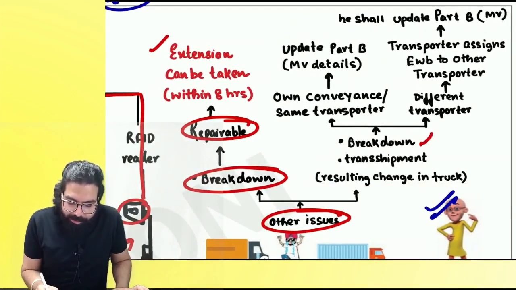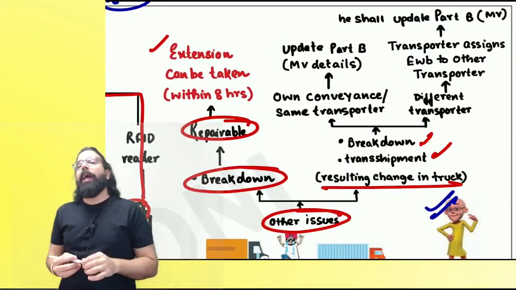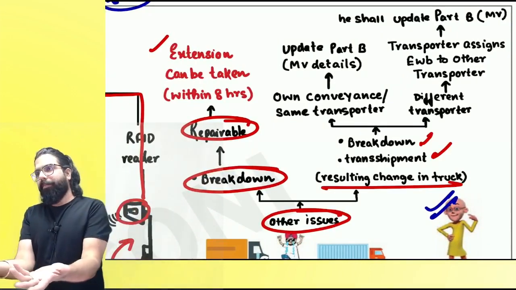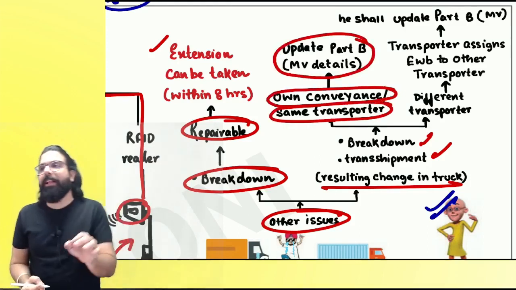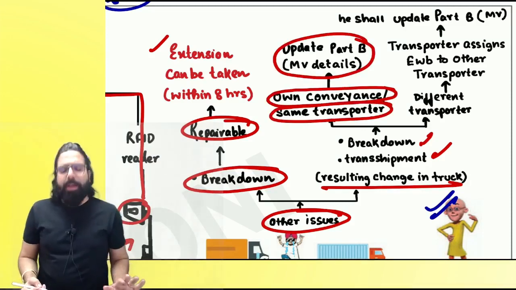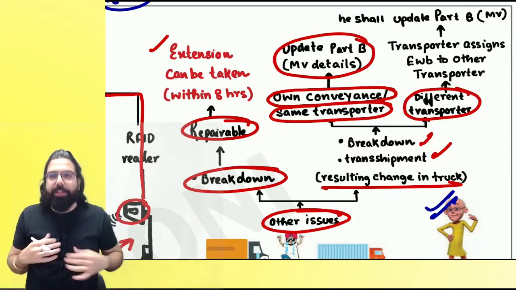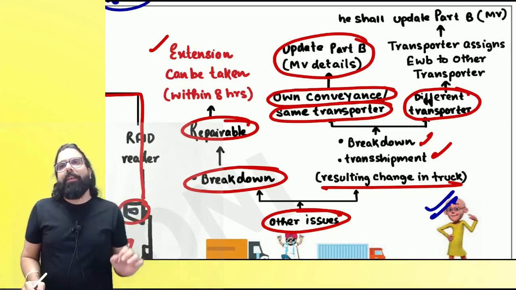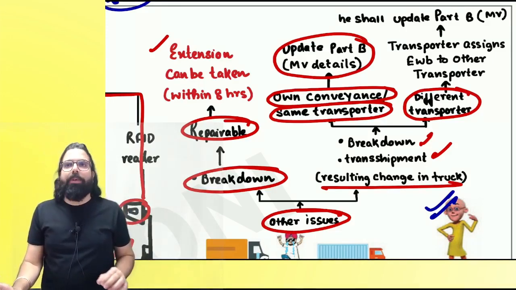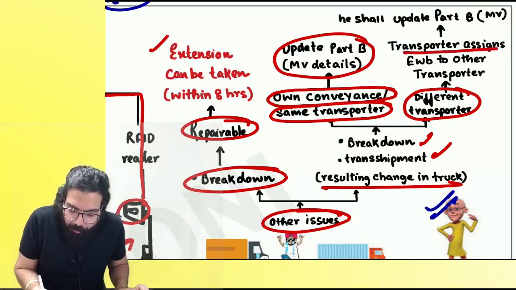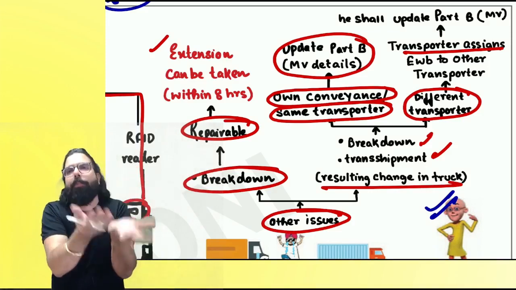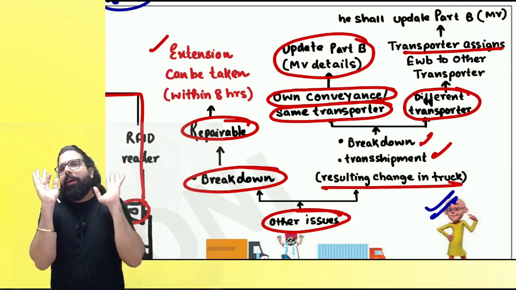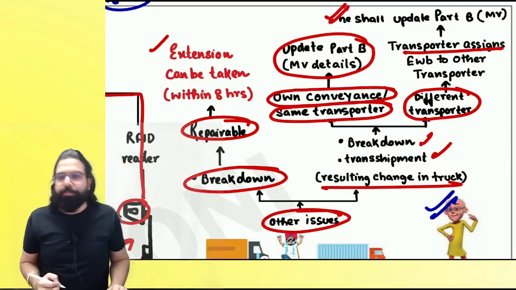Now, it says, supposing there is a breakdown or transshipment and because of that the truck has changed. If it's your own conveyance or the same transporter, just update Part B, that is the motor vehicle detail, and it is more than enough. Sir, if it is a different transporter, then what will happen? They are saying this transporter will assign the e-way bill to another transporter. The other transporter will now put in his truck or car detail and the goods will go.